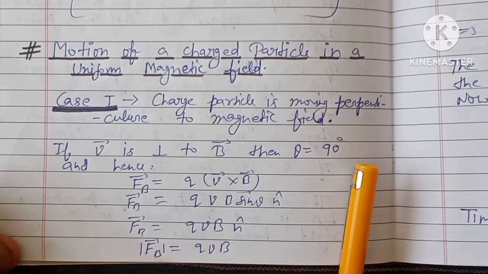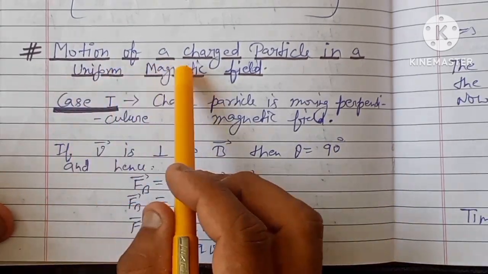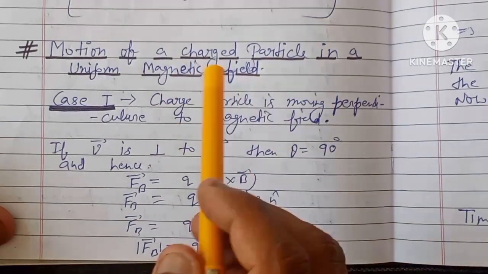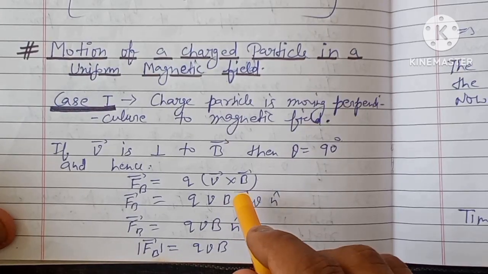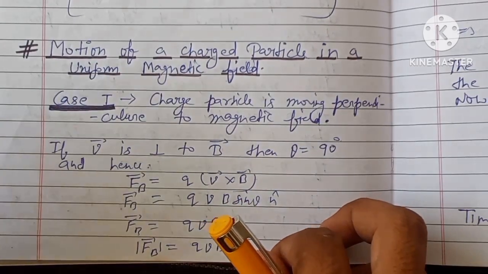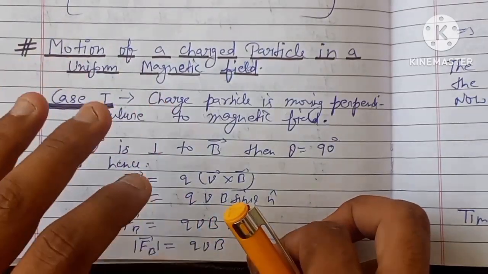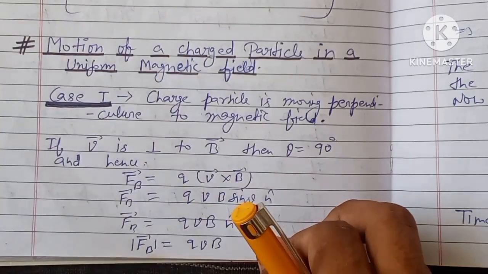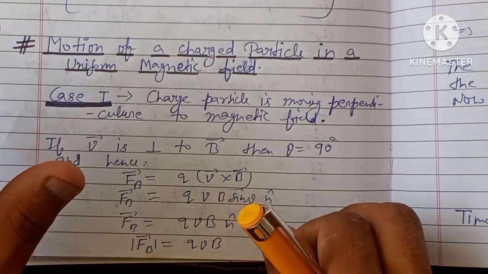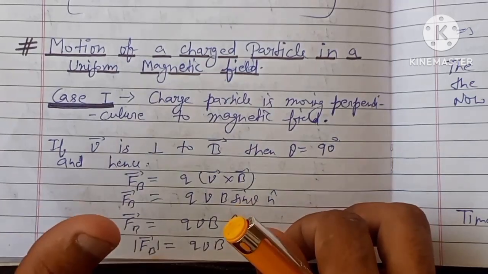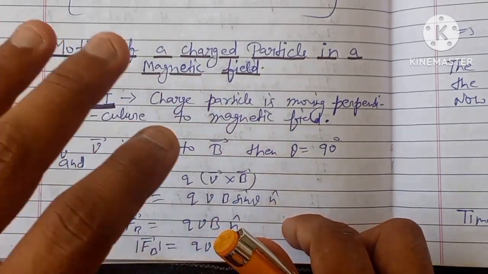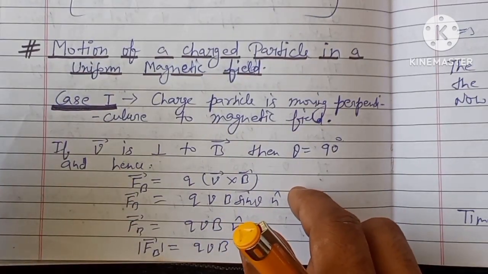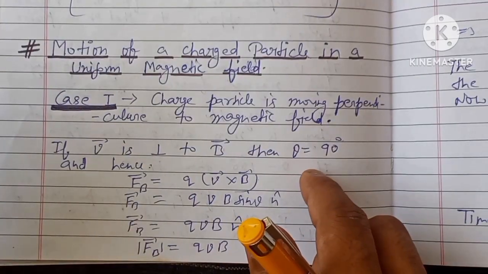So in this video, we are going to discuss the motion of a charged particle in a uniform magnetic field. Basically there are two cases associated with this topic. The first case is that if the charged particle moves perpendicular to the magnetic field, meaning the velocity of the charged particle makes an angle of 90 degrees with the magnetic field, then what path will it trace in the magnetic field, that we are going to see.